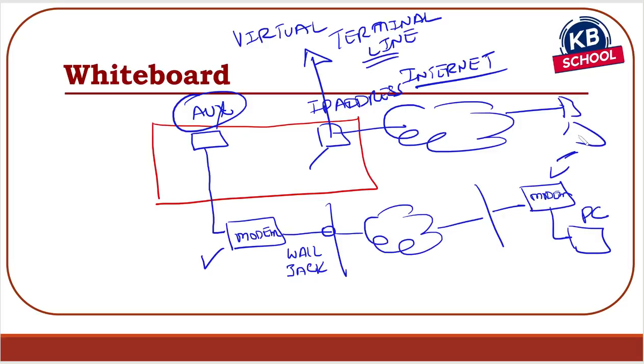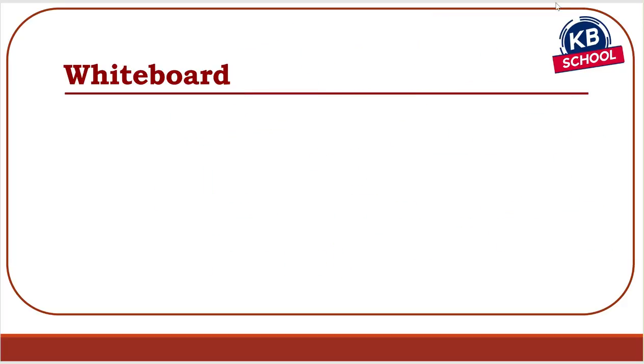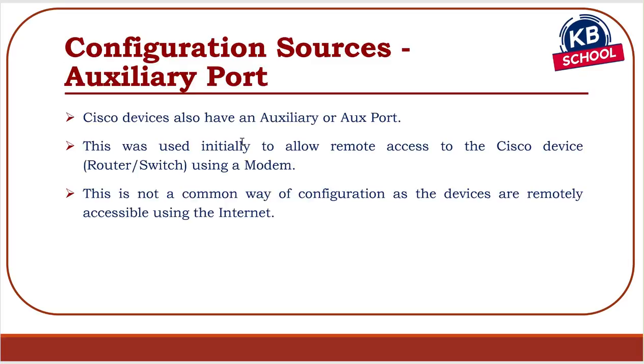So I would connect them from the PC to the PC through the internet using IP as a protocol to do remote configuration. So aux is not being used as often. It's not as popular. Some of the devices don't even have this port. So Cisco devices also have an aux port, or an auxiliary port, which initially was used by the modem to remotely access your Cisco device. Nowadays it's not very common.